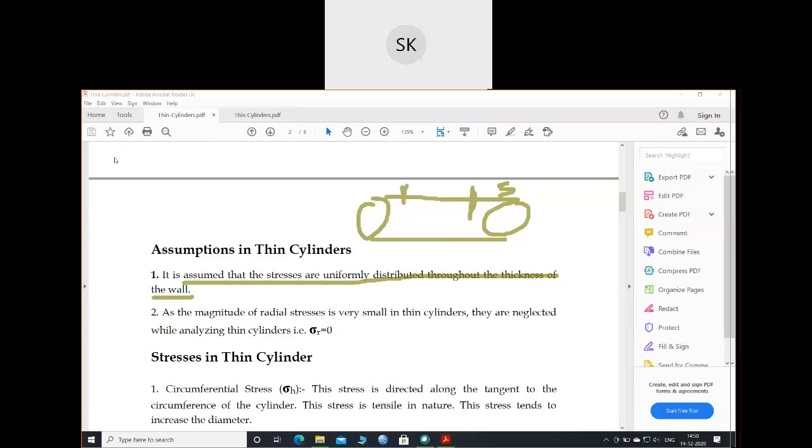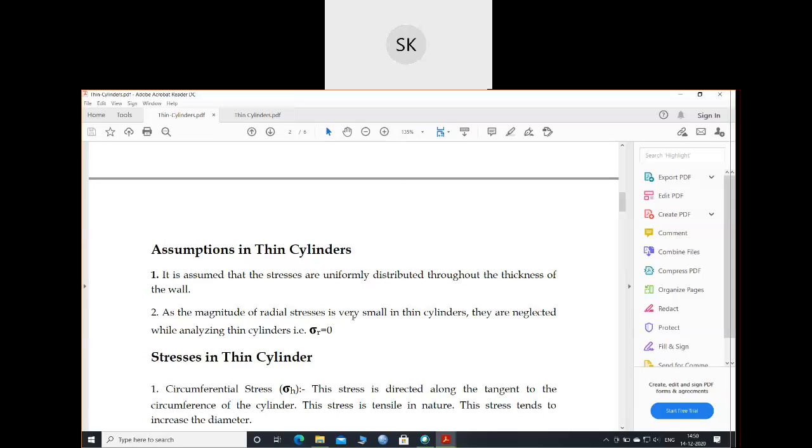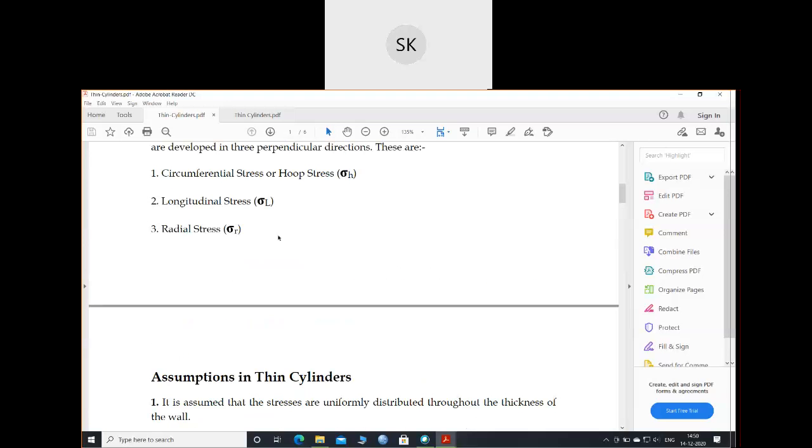Next, as the magnitude of radial stress is very small in thin cylinders, it is neglected while analyzing thin cylinders. I've discussed this one. The radial stress in thin cylinders is very less.